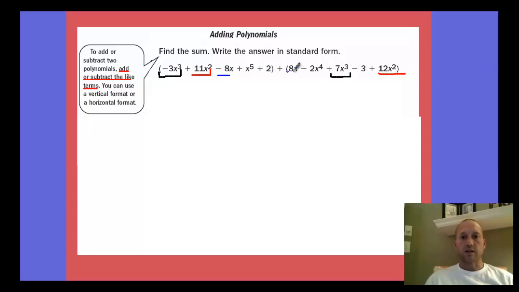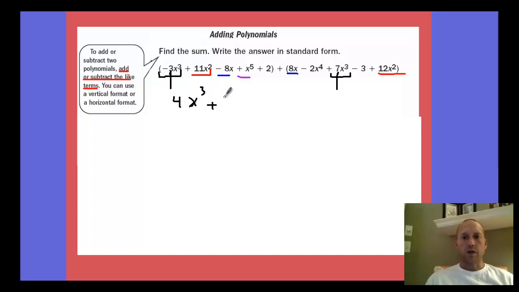These are single x's. We have x to the 5th, that's only x to the 5th. And we have constants and x to the 4th. And then you can actually combine them by taking the number in front. So -3 and 7 would be 4, so 4x cubed. And then you can continue on with all of them.